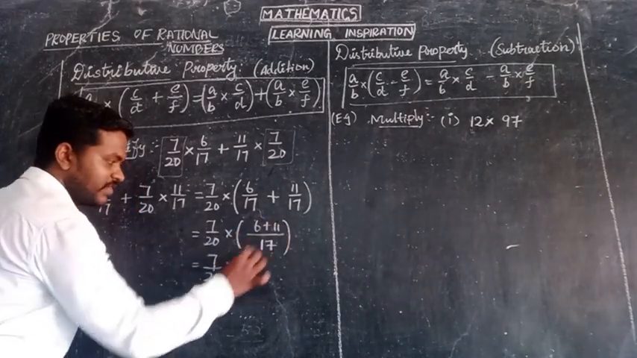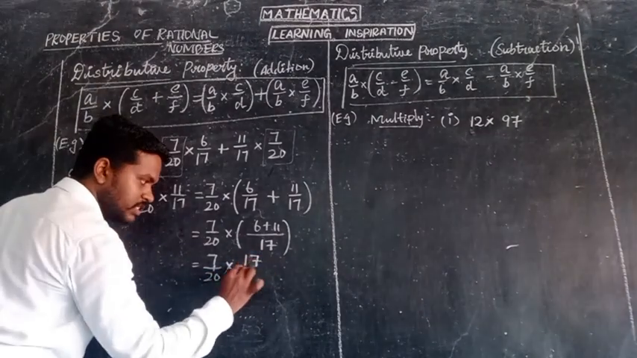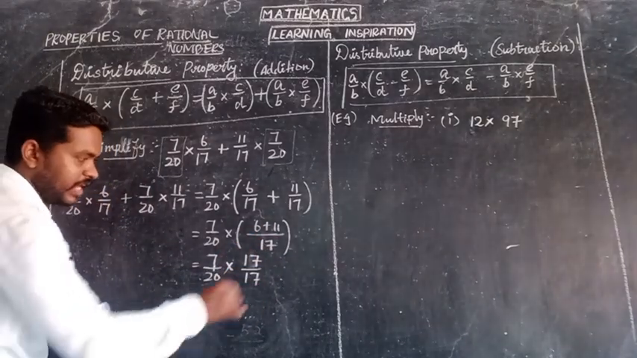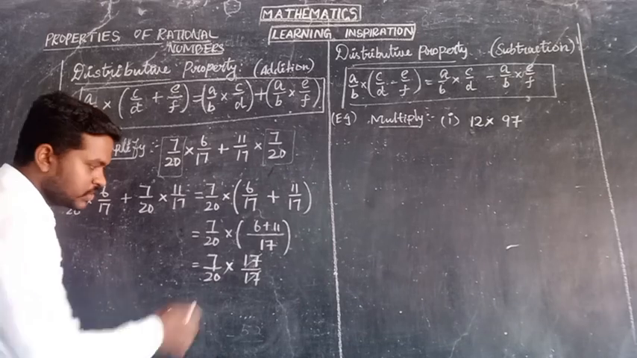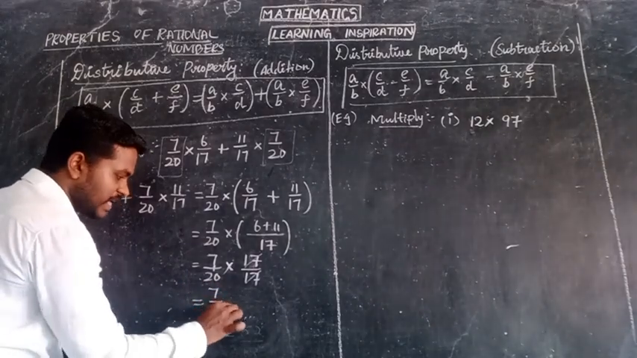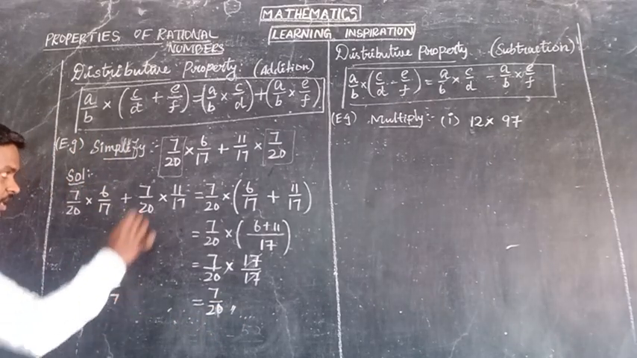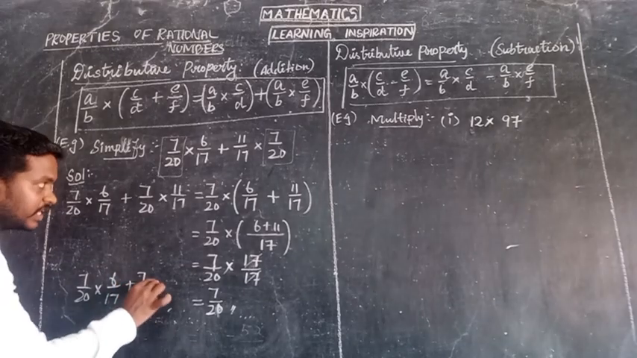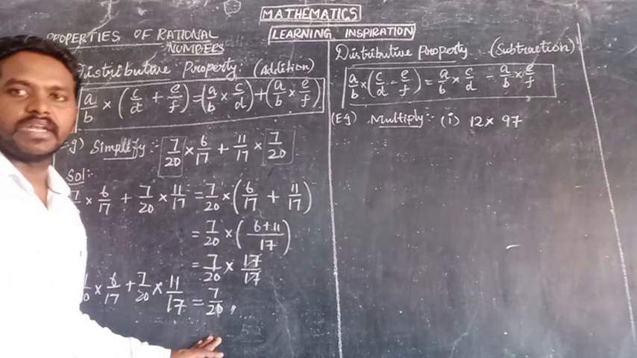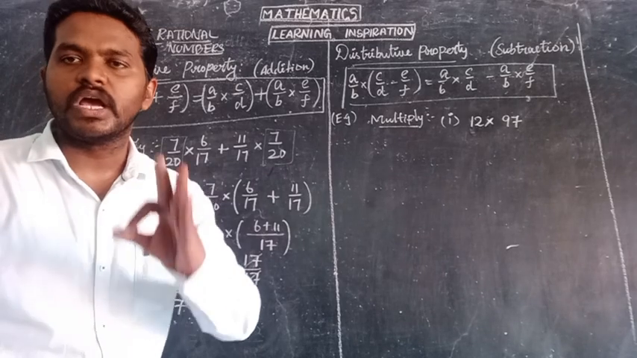So 6 plus 11 is 17, divided by denominator also 17, and 17 and 17 are cancelled. The remaining term is 7 by 20. Therefore the answer: 7 by 20 into 6 by 17 plus 7 by 20 into 11 by 17 is equal to 7 by 20. So we proved it using the distributive property of multiplication over addition.